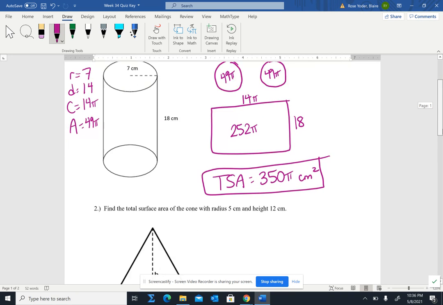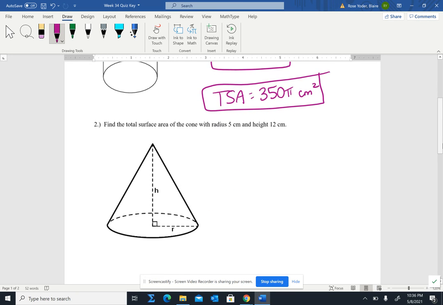Number 2 was a cone, so this one's a little bit harder. Let's start out the same way with RDCA. So it says radius is 5 and height is 12. So let's do RDCA and use 5 for the radius, double it, and that's 10. 10 pi for the circumference. 5 squared pi is 25 pi.